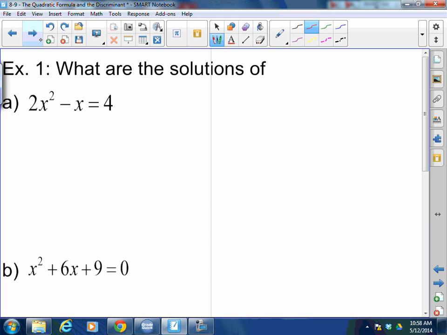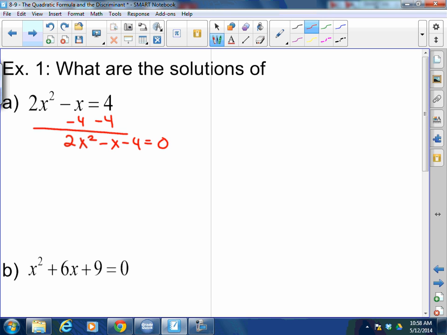Let's see how it works, boys. What are the solutions of 2x squared minus x equals 4? First thing I'm going to do is subtract 4 from both sides so I can have it now in standard form. And I set it equal to 0 always because, again, I'm looking for the x-intercepts. I'm looking for the solutions. So the x-intercepts are the x values when y equals 0.